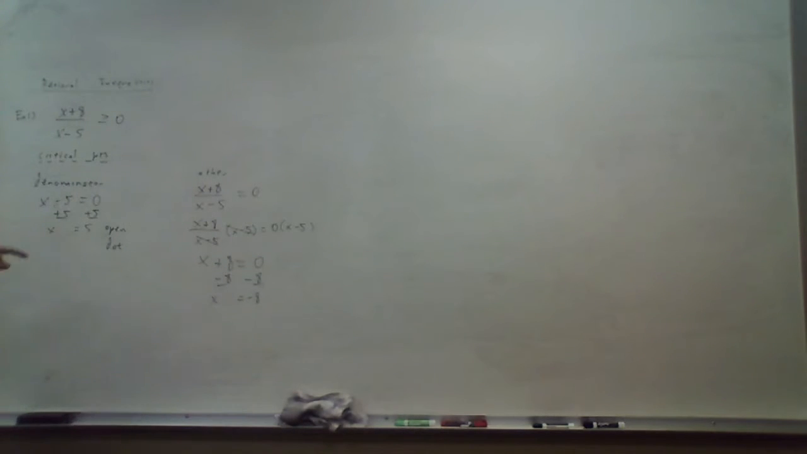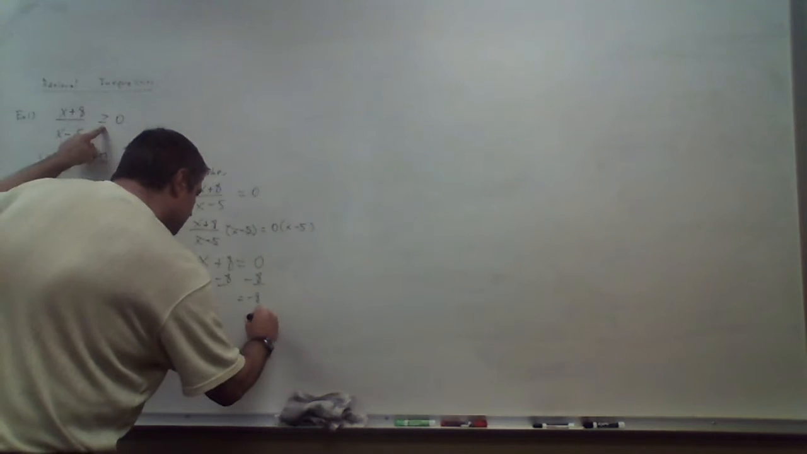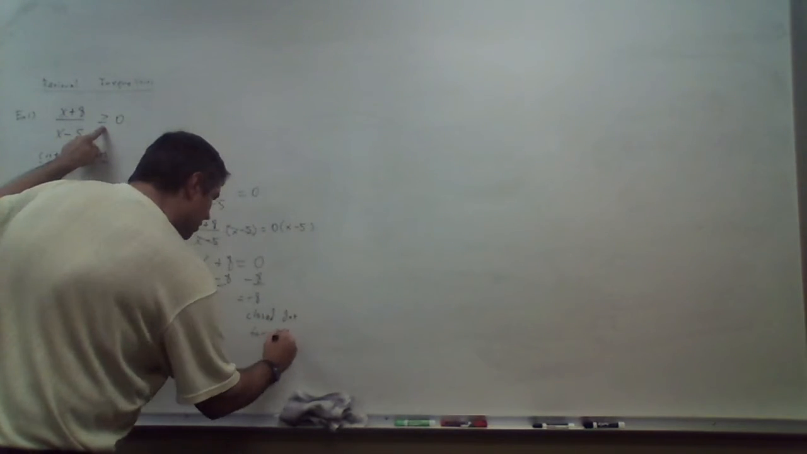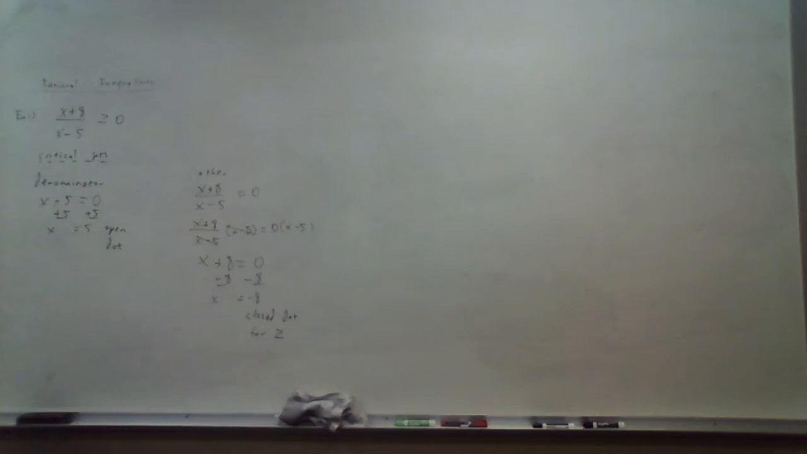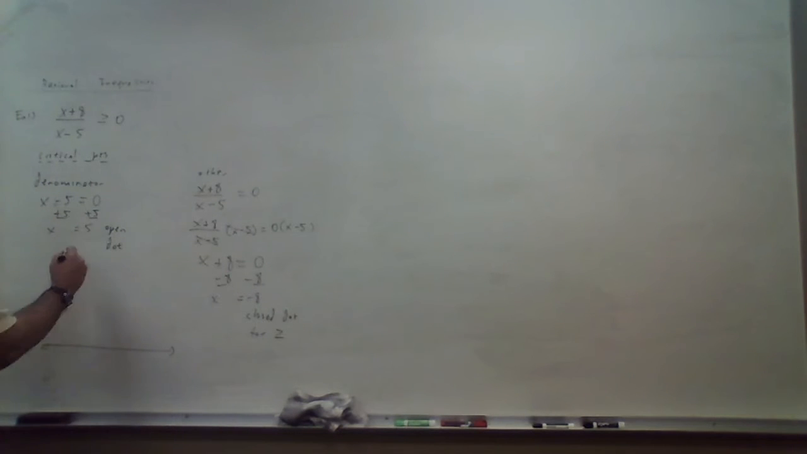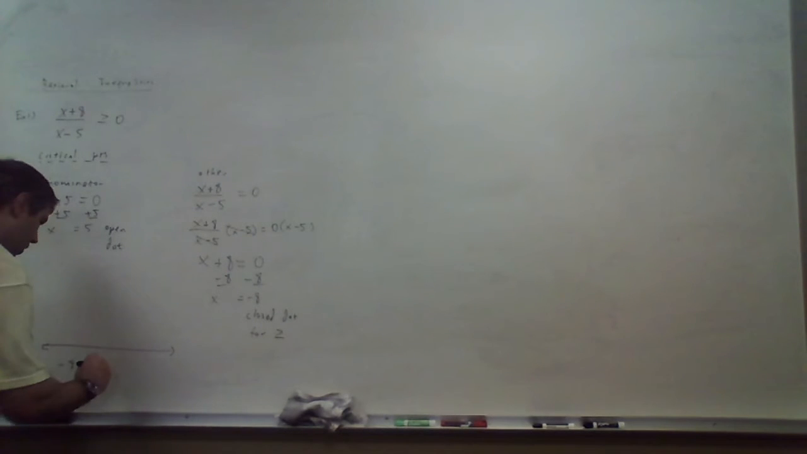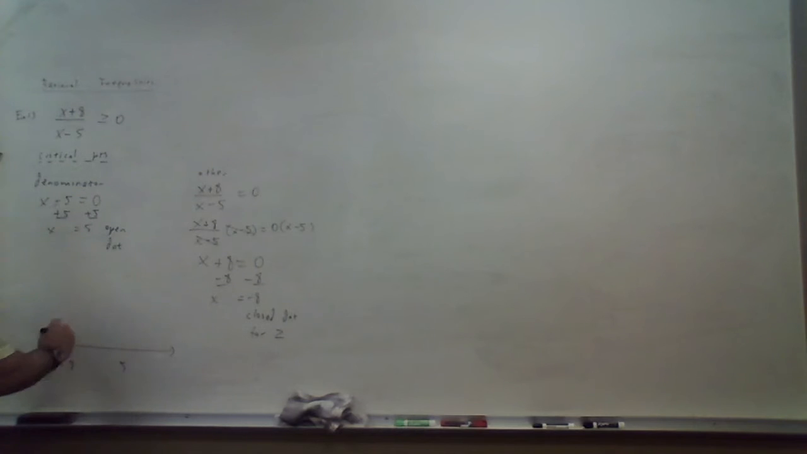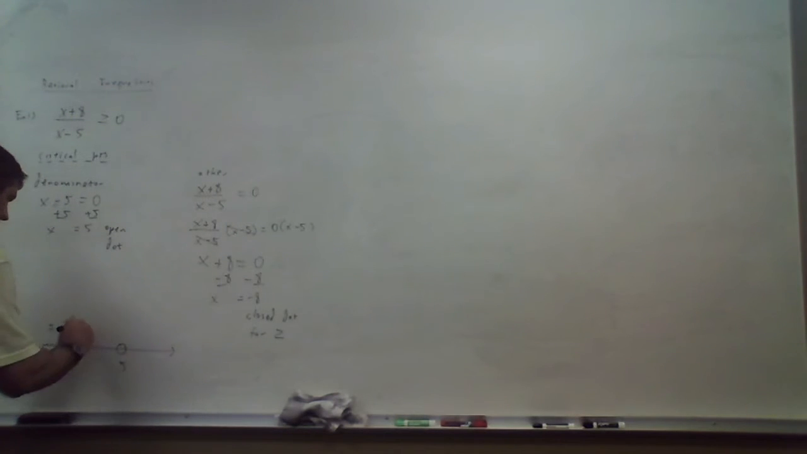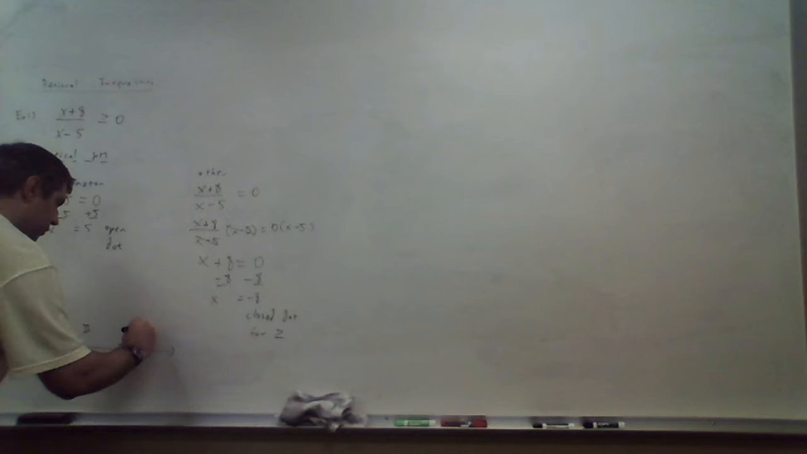Okay? That's going to be a closed dot because of the or equal to part. Okay, so what we do now is we divide the number line up into 3, using the critical points. We got negative 8, with a closed dot over it, and 5, with an open dot over it. Region 1, region 2, region 3.